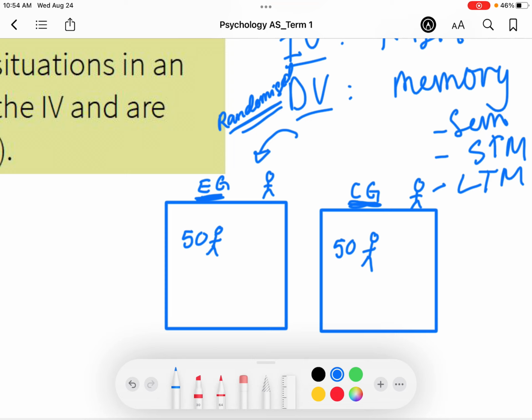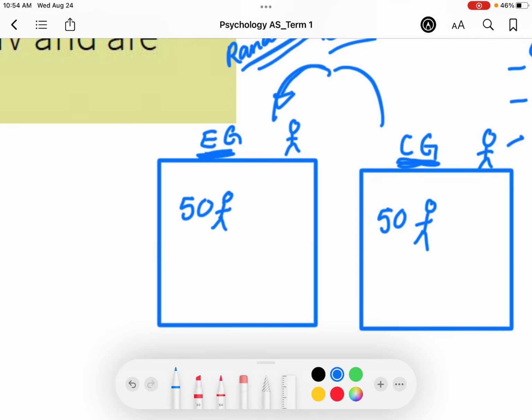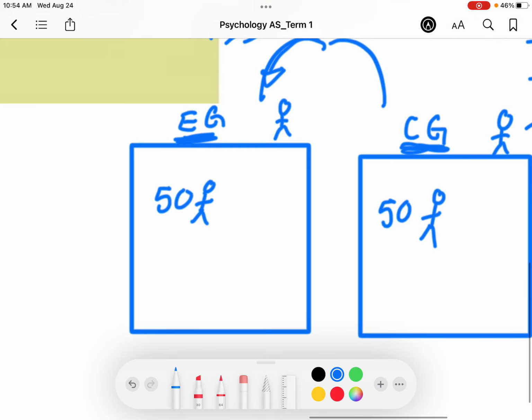All right? Just remember this. Very important words when doing experiments: random assignment, or in some cases, random selection. We randomly select people from the population or from the student body. But if you cannot do that, then you just randomly assign, right? Okay. So 50 people in the experimental group and 50 people in the control group.